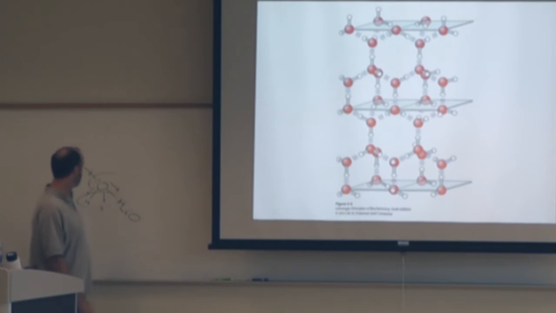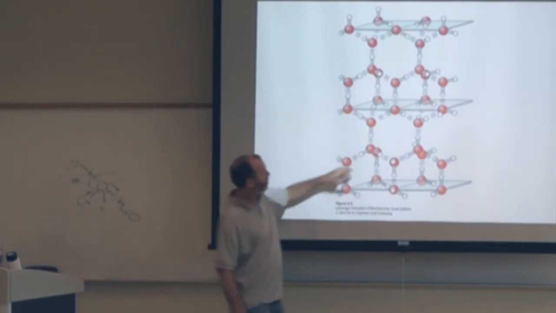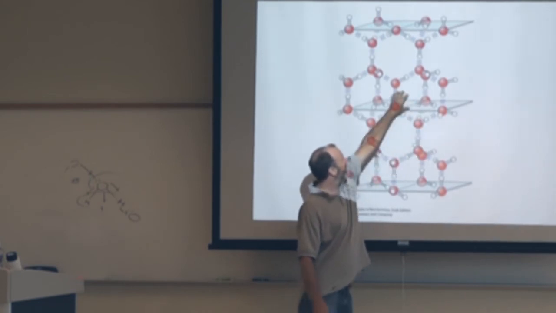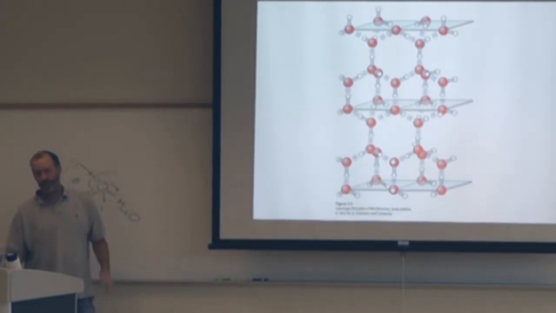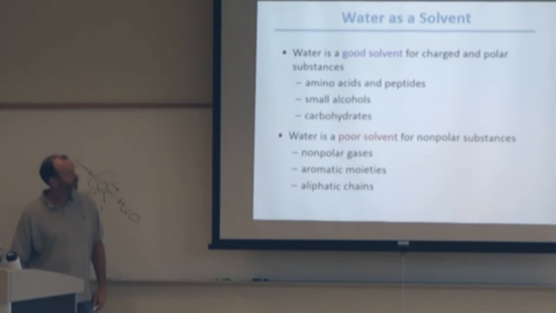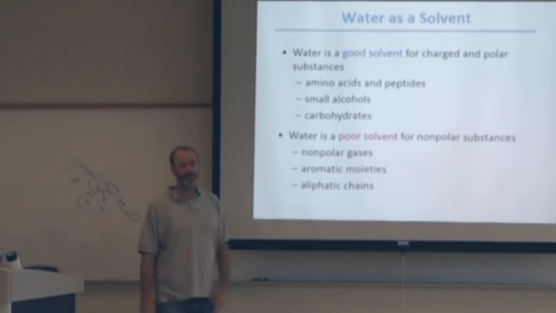I can't draw this well, so it's good that it's up here. But it shows you all that empty space that you get in that lattice structure. Whereas in water, as a solvent, it's all over the place, and you get an average of about 2.3 hydrogen bonds per water molecule. So it's a good solvent for charged and polar substances.